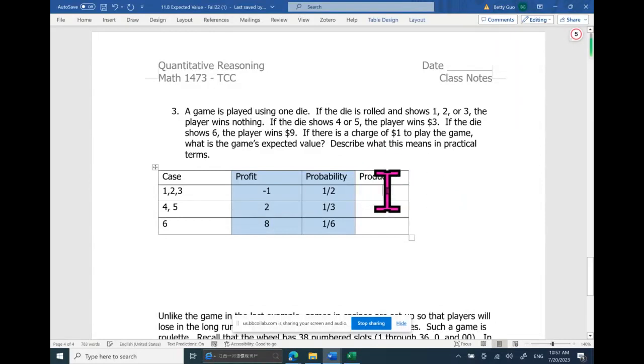Okay, let's see what's the product. Multiply negative 1 by half, you get a negative 1/2. Negative 1/2. You multiply 2 by 1/3, you get a 2 over 3.